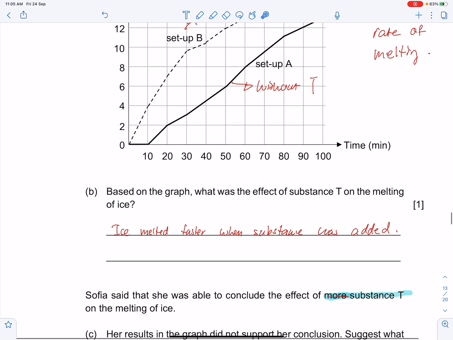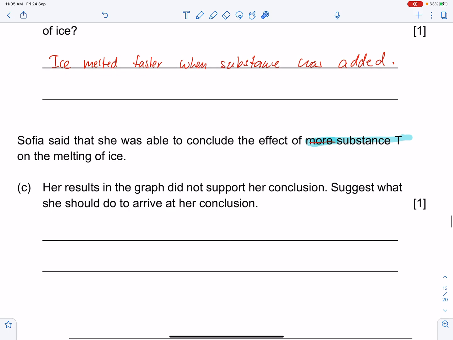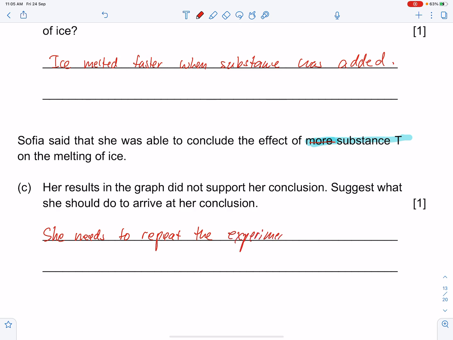Add 20 scoops, also the same. You see the difference? So what she needs to do is repeat the experiment with varying amounts of substance T.